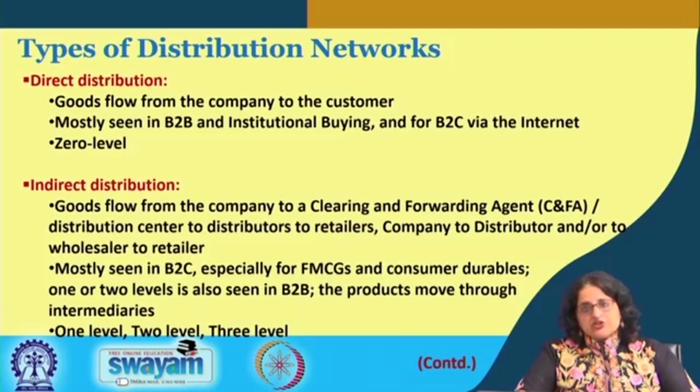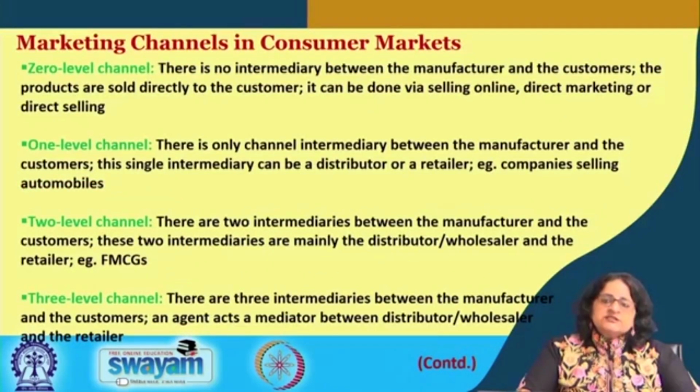In the case of direct distribution, there is no intermediary, and so it is a 0 level channel, but in the case of an indirect distribution, there are intermediaries in between, and so there could be 1 level, 2 level or 3 level channels. Now, let us talk a little bit more about these channels in consumer markets.